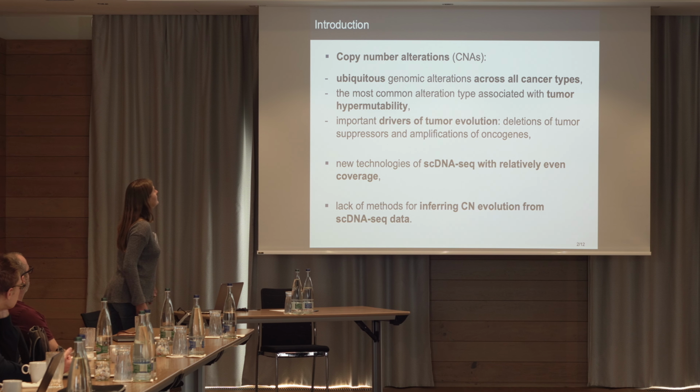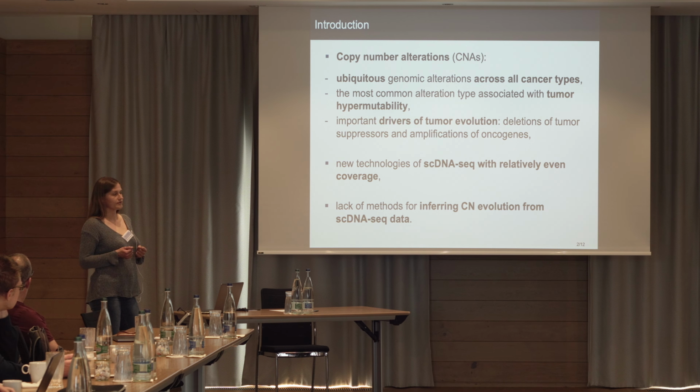Copy number alterations are ubiquitous across all cancer types. They are also the most common alteration type that is associated with tumor hypermutability, and they can drive tumor evolution by deleting tumor suppressors or amplifying oncogenes. Recently, new technologies have enabled us to obtain a relatively even coverage across the whole genome. So we can call single CNV profiles for single cells. But so far, no methods have been published for inferring copy number evolution for this type of data.